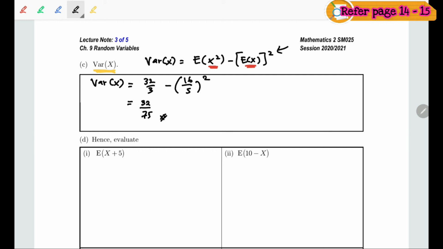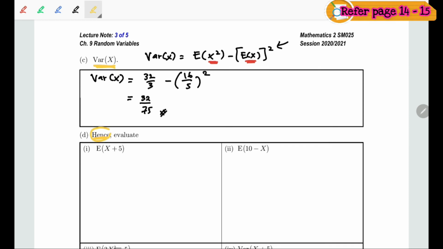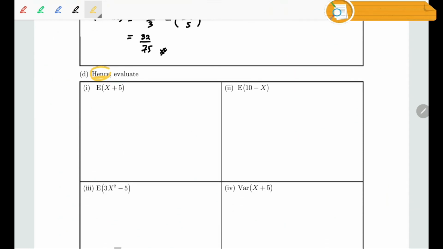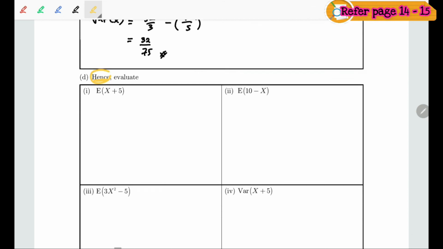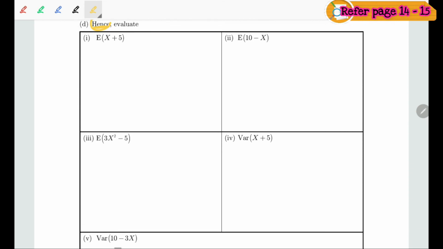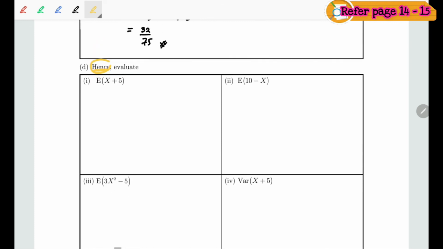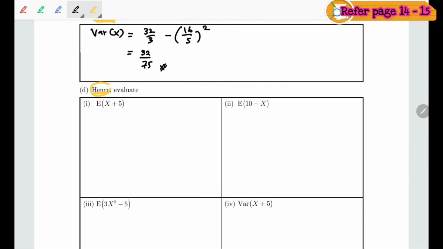Okay, next for D. For D, the question starts with the word hence. We are going to start with the hence, evaluate the given questions. That means for this part, all the given questions need to be used, with whatever we have calculated from the previous part. So if we go through all the questions, you have to find the expected and the variance with different values. So how are we going to evaluate all those questions? Of course we are going to use the properties for the expected and the variance.